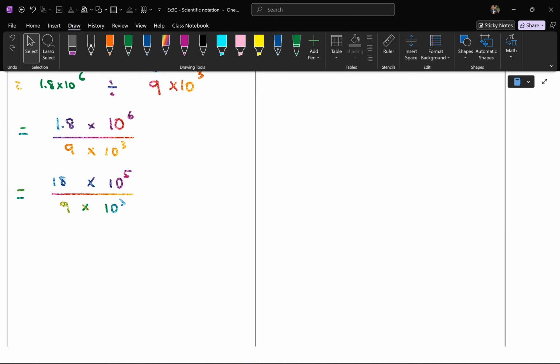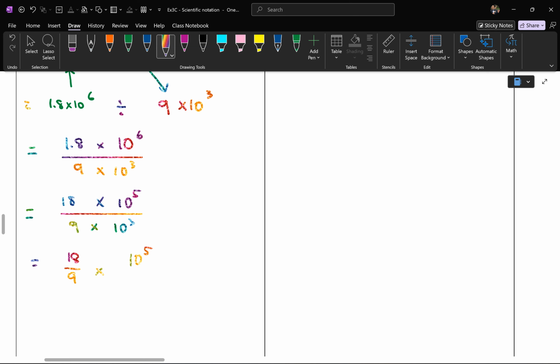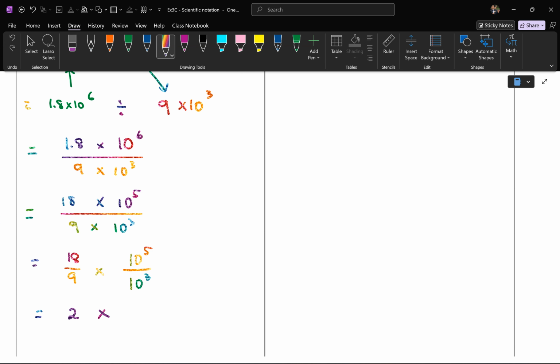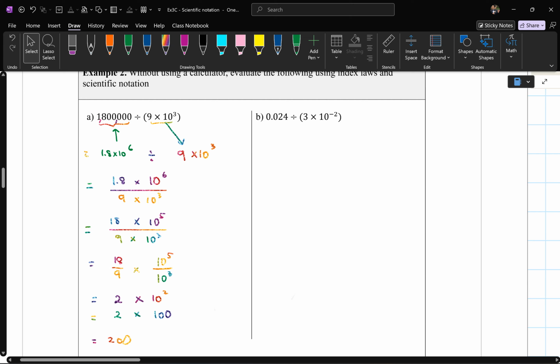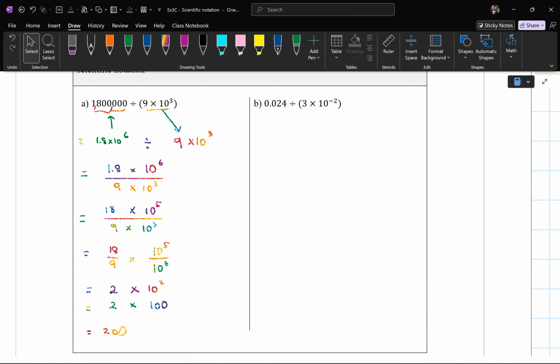So here, if I separate the two, you now have 18 over 9 times 10 to the power of 5 divided by 10 to the power of 3. You can use your index laws here. Index law number 2: same bases, subtract the powers. So 18 divided by 9 is 2, times 10 to the power of 5 divided by 10 to the power of 3 gives you 10 to the power of 2. But 10 to the power of 2 is the same thing as saying 10 times 10. So it's 2 times 100, and your answer is 200. So you can see that we've done something without using a calculator, and we're essentially using index laws and scientific notation to get there.